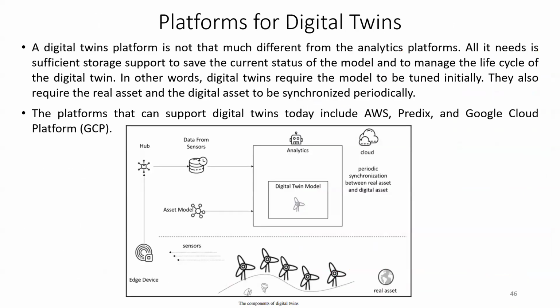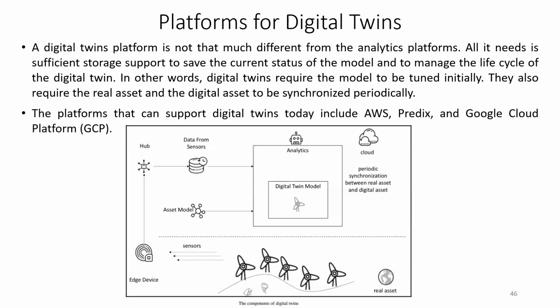Now let's discuss the platforms that support digital twin. A digital twin platform is not very different from a typical analytical platform. The main requirement is sufficient storage and computing support to store the real-time status of the assets and manage the digital twin throughout its life cycle. So in the real world, digital twins must be tuned and calibrated in the beginning, and after that, they must be kept synchronized with the physical assets. This means periodic updates are needed so that the digital model accurately reflects what's happening in the real system.